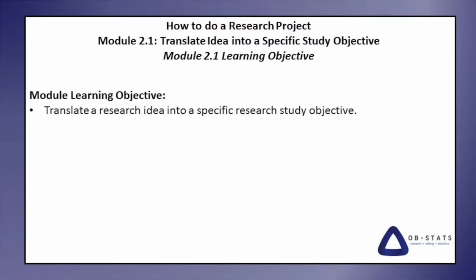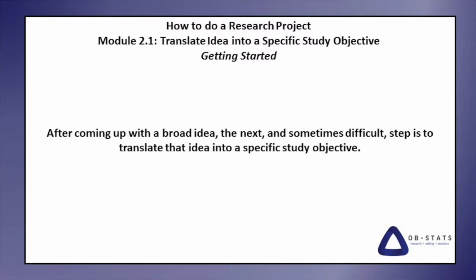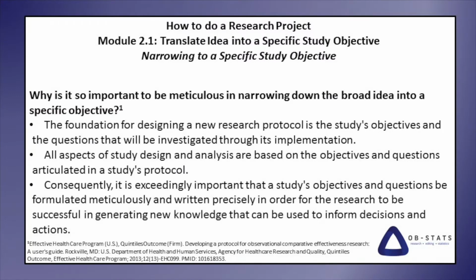The learning objective for this module is to translate a research idea into a specific research study objective. After coming up with a broad idea, the next and sometimes difficult step is to translate that idea into a specific study objective. When coming up with a specific study objective, researchers often ask, why is it so important to be meticulous in narrowing down the broad idea into a specific objective? The following provides answers to these questions and reasons why narrowing down a broad idea is such an essential aspect of designing a research study.